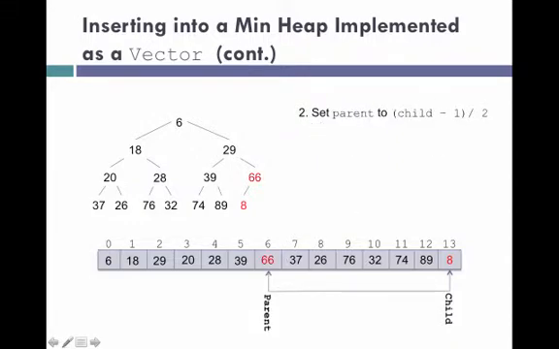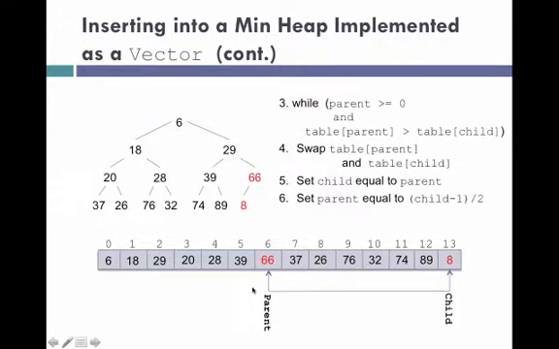Next, we set the parent to (child - 1) / 2. So the parent's at location 6 that has a value of 66. And while the parent's greater than 0 and the parent value is greater than the child value, then we want to swap the parent and the child. So we'll swap 8 with 66.